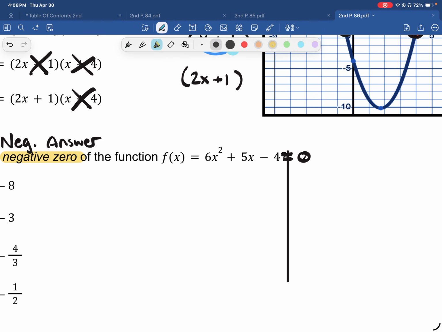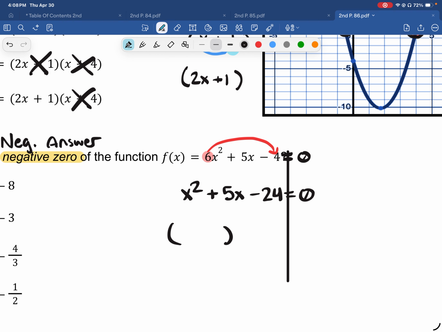6, 5, and negative 4 don't have a common factor, so I'll start the slide and divide process. 6 times negative 4 is negative 24. Now I'm looking for factors of negative 24 that add to positive 5. Those will be positive 8 and negative 3.